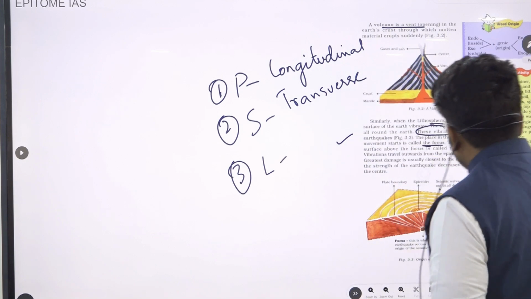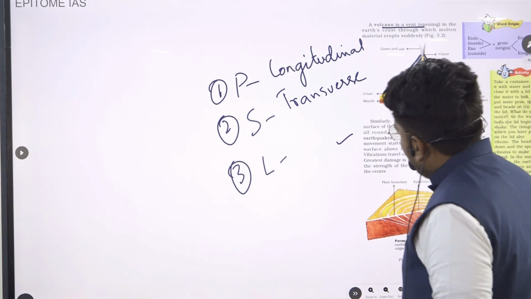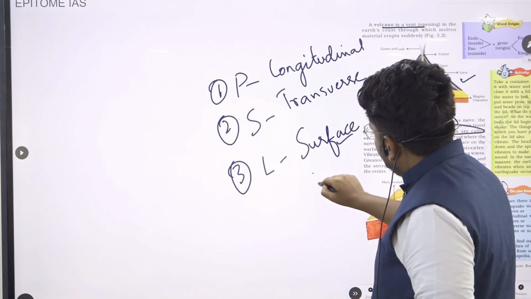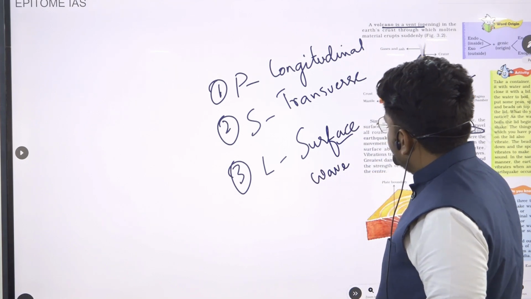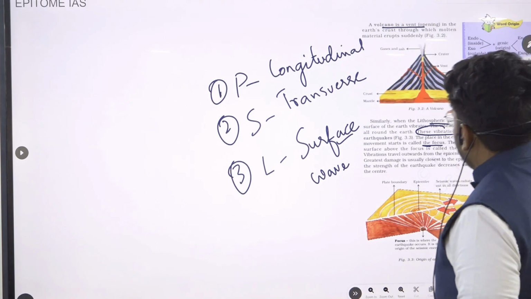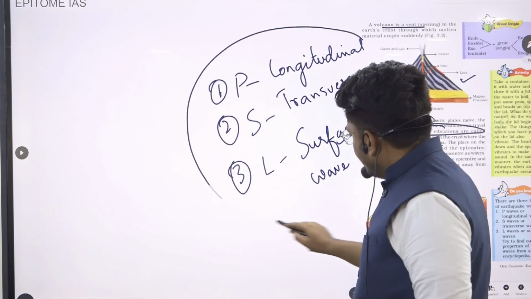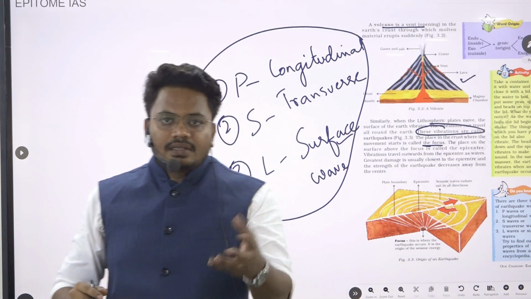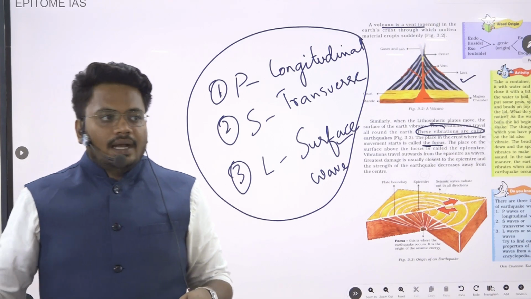Transverse waves. And the L waves are also called surface waves. That means the waves which are present on the surface of the earth. Okay, so this is the content given in this particular chapter, and there are some other things which should be known regarding this earthquake.